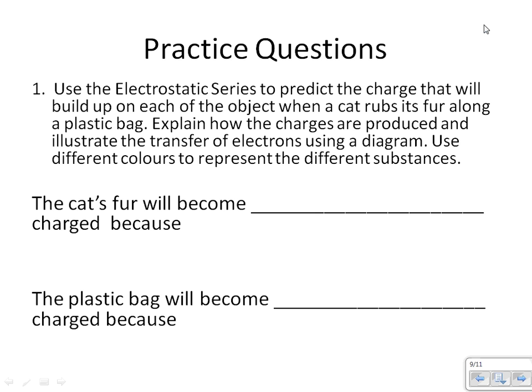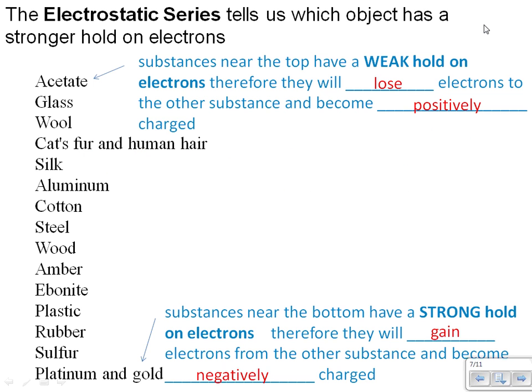So we're basically comparing fur and a plastic bag. You can go back to your electrostatic series and find out where is fur, right here, cat's fur and human hair, and where's plastic. So based on this, plastic is closer to the bottom. That means when you compare fur and plastic together, plastic has a stronger hold on the electrons compared to fur. Fur will have a weaker hold on electrons.